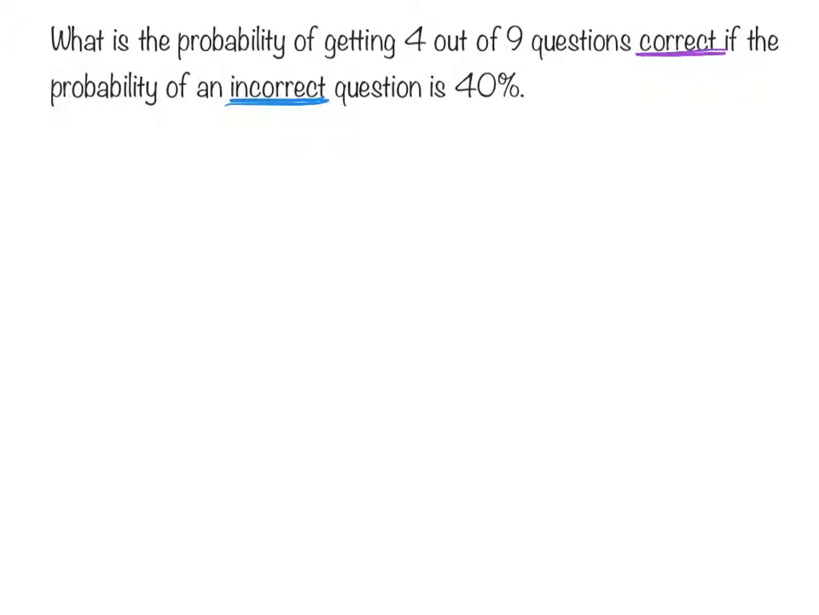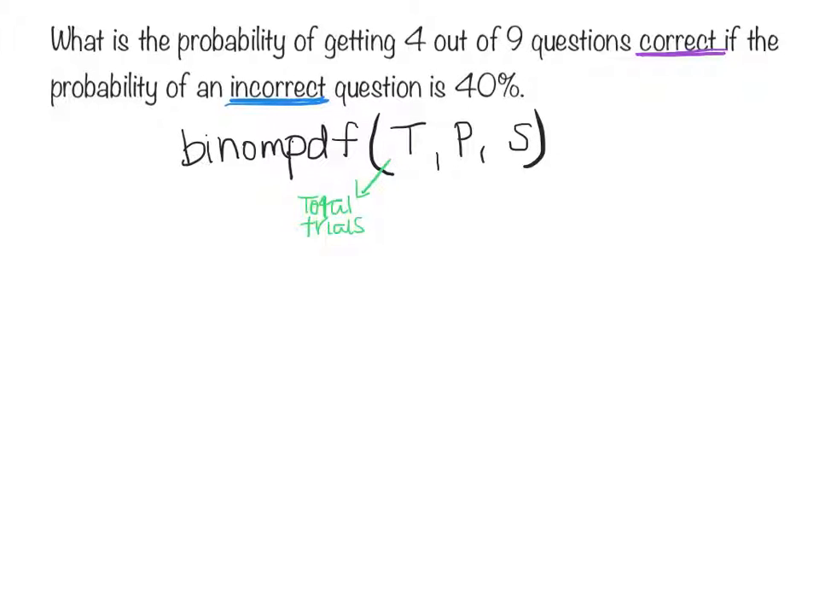So the next thing I need to do is, for my formula for binom PDF, I've got to find the total trials, which is T. I need to find the probability of the success, which is P. And I need to find the number of successes that occur, which is S.